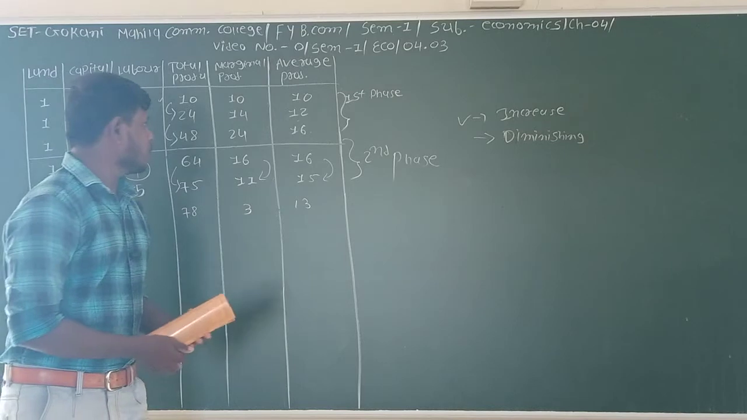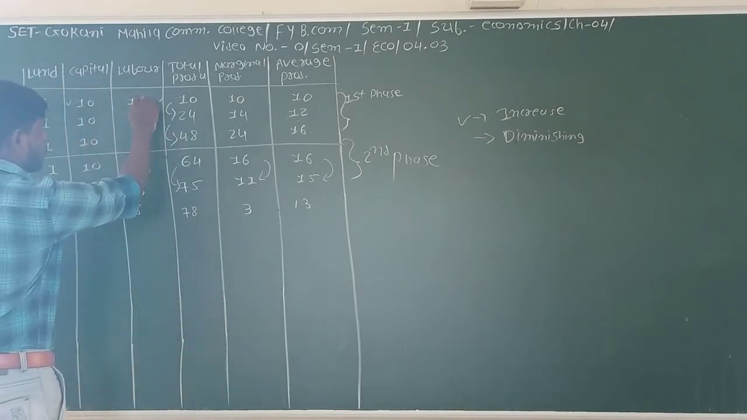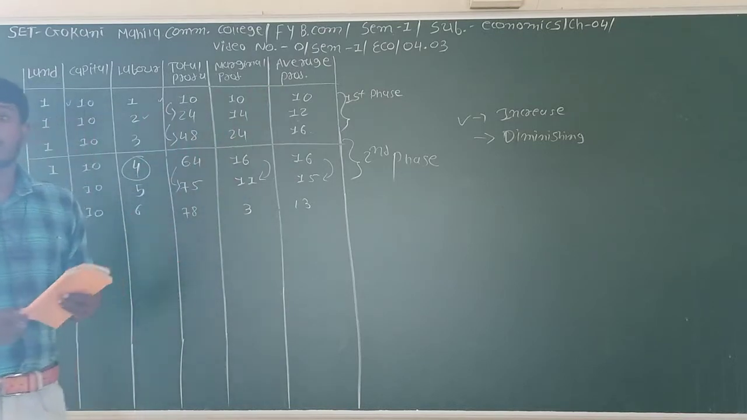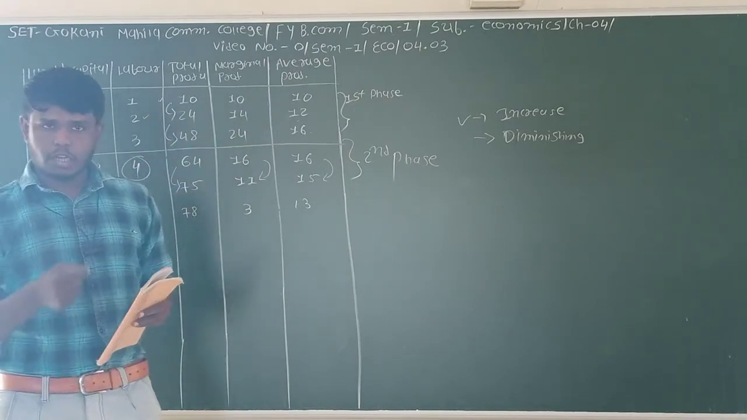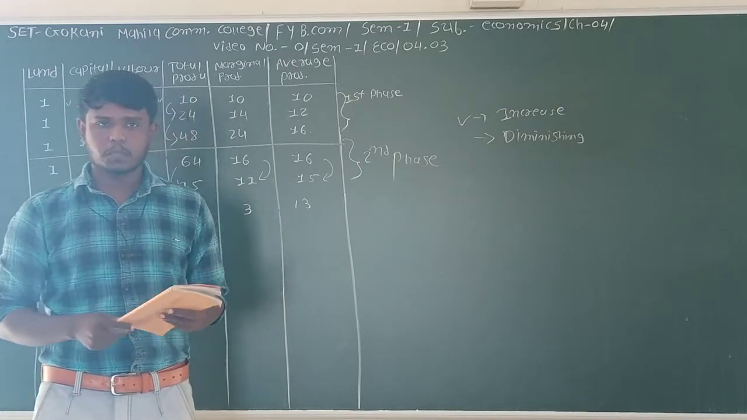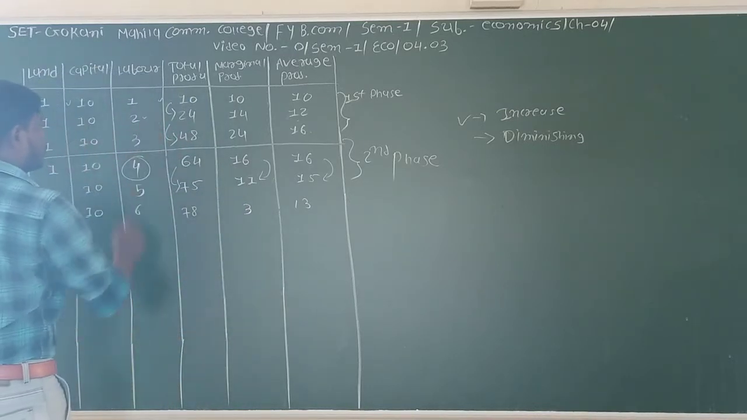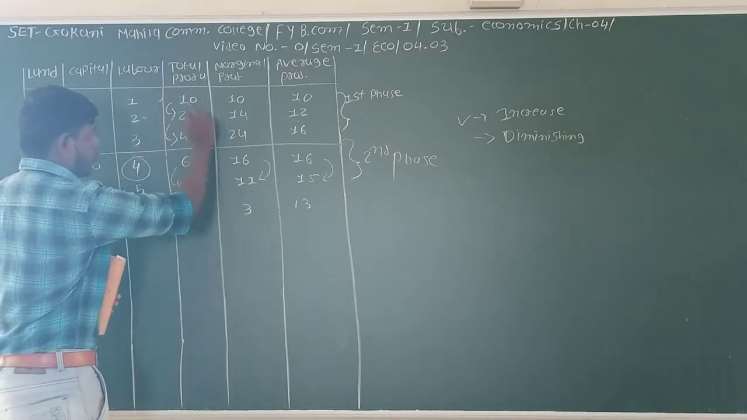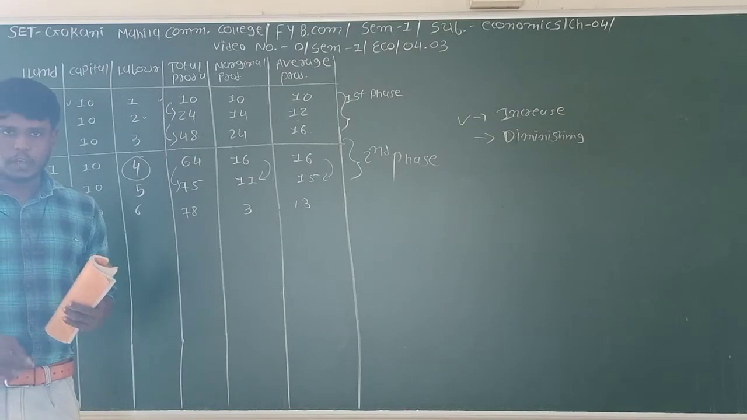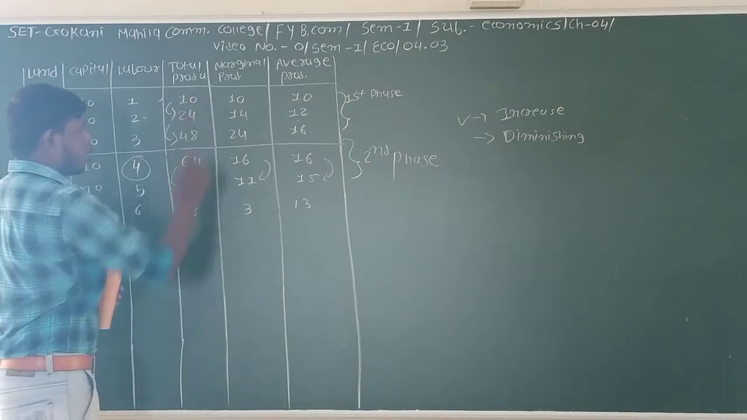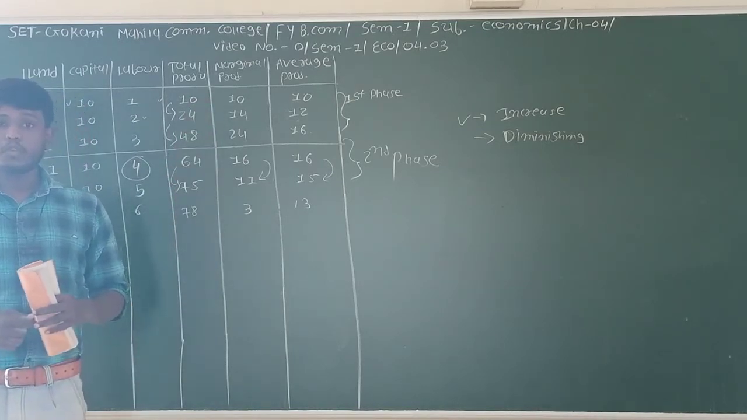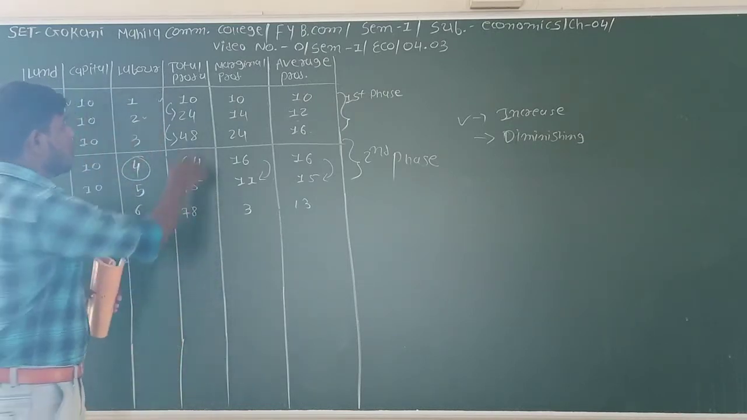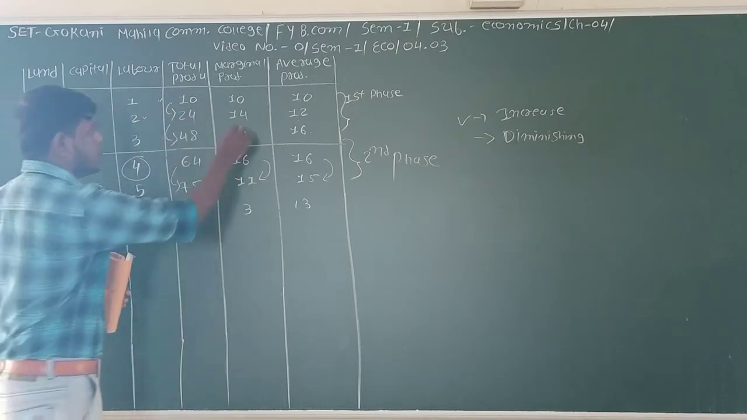So let's see, when you employ one labor, you get 10 units of the product: average production, total production and marginal production. When you employ one more labor, say for example your total production becomes 24. So 24 minus 10, if you decrease 10 from 24, at that time you will get this amount.